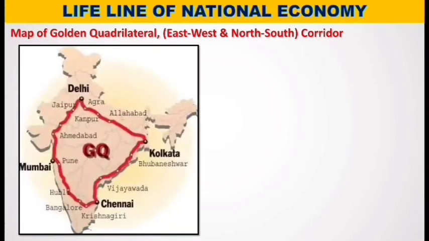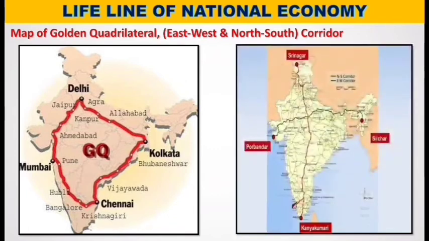This is the map of the Golden Quadrilateral. Look at this, which connects Delhi, Mumbai, Chennai, Kolkata. And this is the map of the east-west and north-south corridor. The north-south corridor means the northern side is Srinagar, Jammu and Kashmir, to the southern side Kanyakumari, Tamil Nadu. Similarly, the east-west corridor means the eastern side Silchar, Assam, to the western side Porbandar, Gujarat.